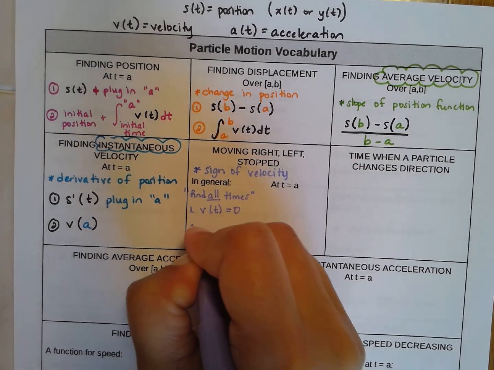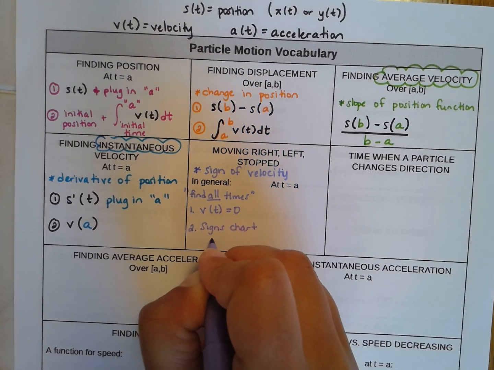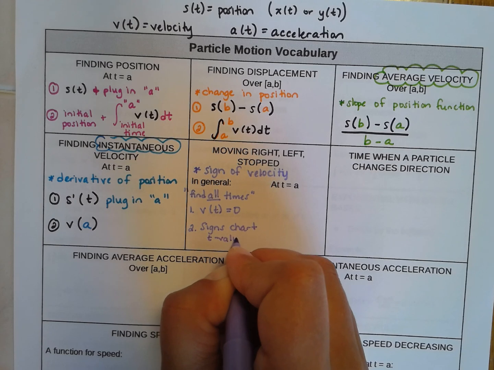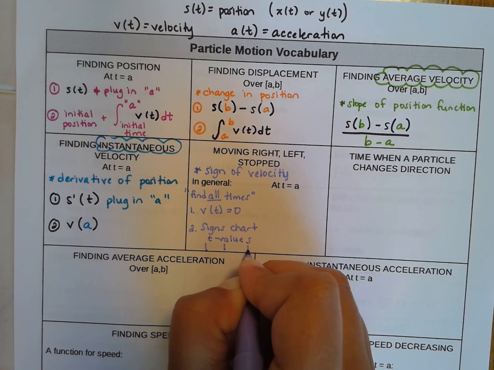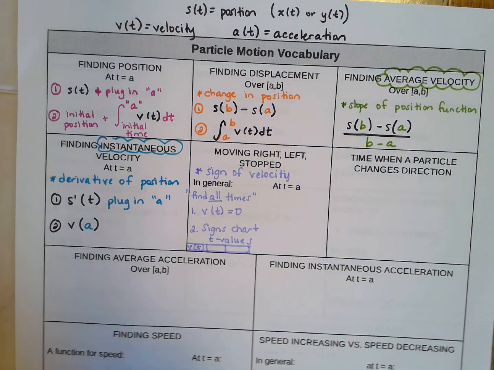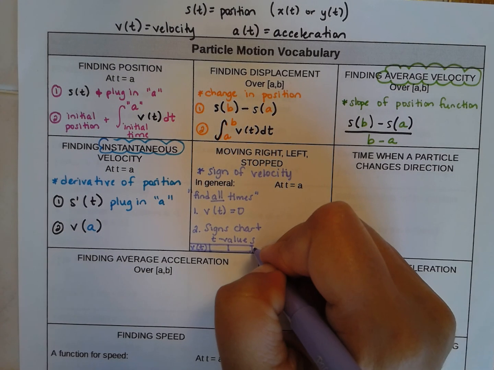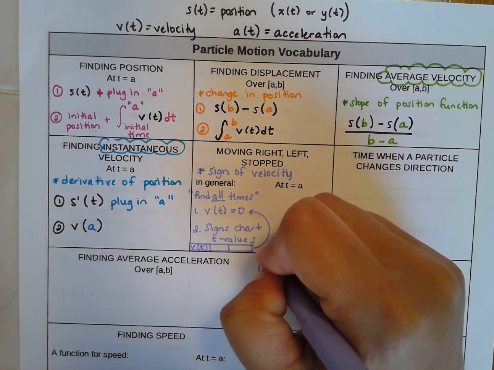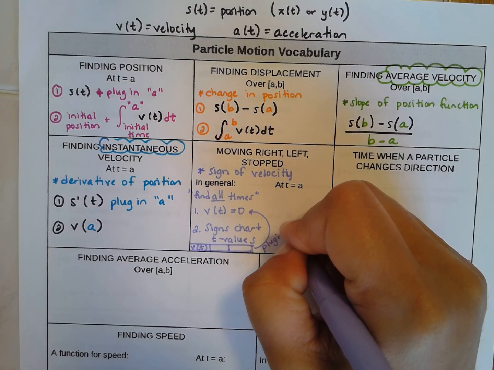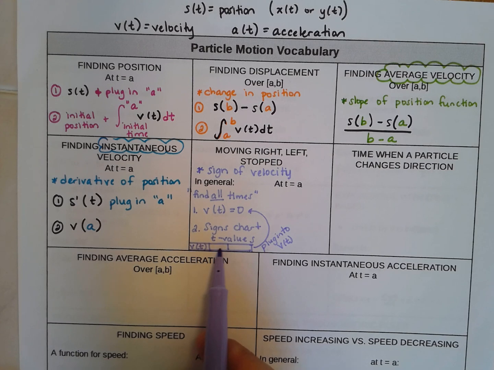Then you're going to make a chart. In your chart, you would take all of your t values and divide up the chart into sections, and you would look at the sign of velocity. So each section would have either a positive or a negative sign. All of the positive signs are going to be places where you're moving to the right, and all of the negatives are going to be moving to the left. And you calculate these values by plugging them into V. So pick a number in between these two numbers and plug it in.